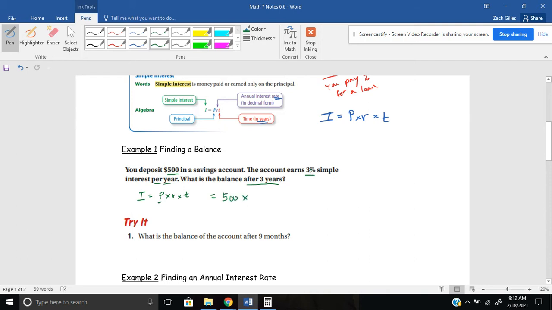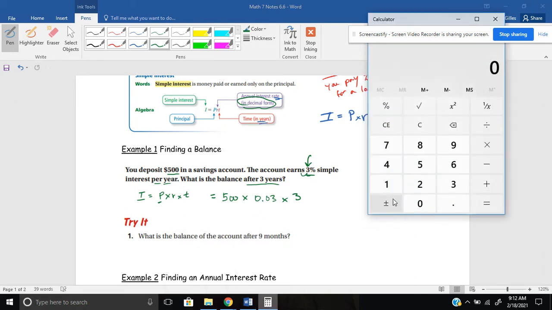Times my rate, 3%. And remember, what do we want this in? Decimal form. So 3%, move it 2 to the left, would be 0.03. Okay. And then I also need to multiply that by my time, and it wants to know the balance after 3 years. Okay, so a little plug and chug in the calculator here. It is okay as long as you're showing work if you use a calculator. So 500 times 0.03 times 3 gives me $45.